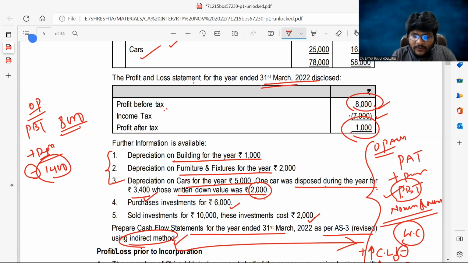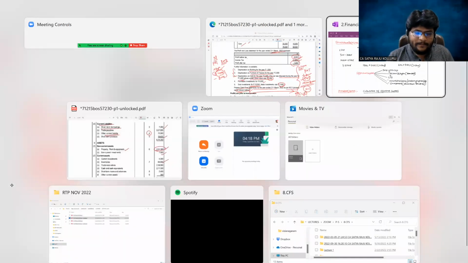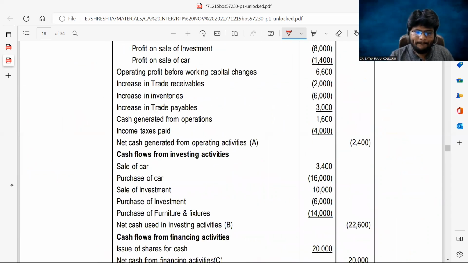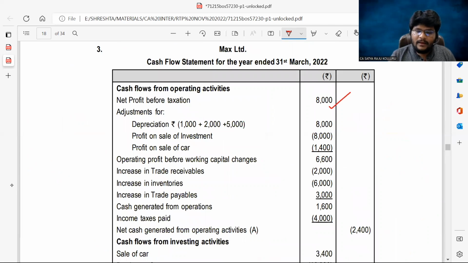One more thing, investments sold for 10,000. These investments cost 2,000. Now again there is an 8,000 profit involved here, which is non-operating income. You need to adjust minus 8,000. So the depreciation components are added, and non-operating incomes you need to reduce. Now let me compare with the answer directly, guys. Just a moment. So they started directly with PBT. They added the entire depreciation, profit on sale of investment they reduced, profit on sale of car also they reduced. Then they got operating profit before working capital changes.